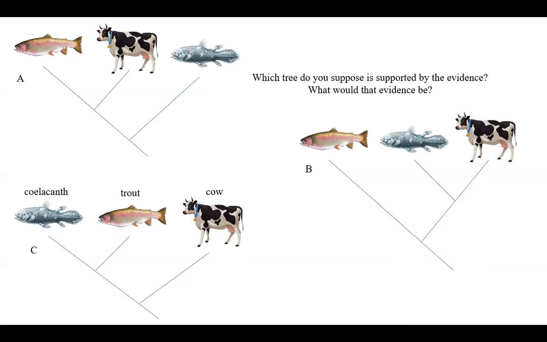There's no way the fish go together. Why would he ask us that? And that's true. This is the right answer. This is the historical situation amongst vertebrates. This organism looks like this. This organism looks like this. This organism wears a bell and gets milked and looks like that. And that fish and that cow have a more recent common ancestor than either one does to the trout.